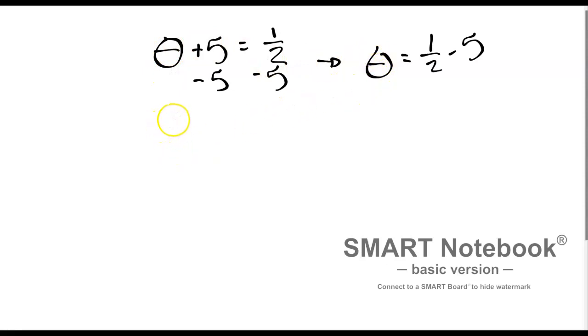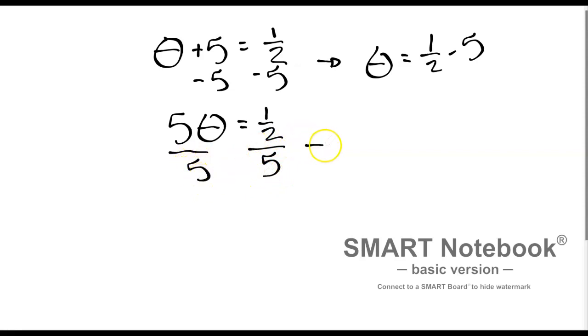What if I had 5 times theta equals half? And we're not going to have these cases, but you'll understand why I'm doing this. If you have 5 times theta equals half, the inverse, the opposite, would be to divide by 5. So we'd have, right over here, this canceled. Here we have this canceled. And theta equals half divided by 5, which is 1/10.